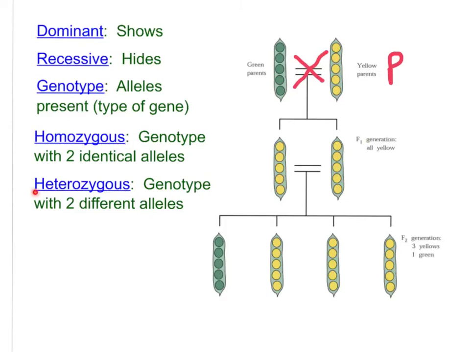Now that brings us to these two terms. They look like great big scary words, but they're not. Homozygous is a genotype with two identical alleles. So what's homozygous here? Well, these, the parental plants, those are homozygous. And heterozygous are genotypes with two different alleles. We know that those are going to be heterozygous because they have one dominant allele and one recessive allele. Whereas the two parents, this one has all of the green allele and this has all of one kind.